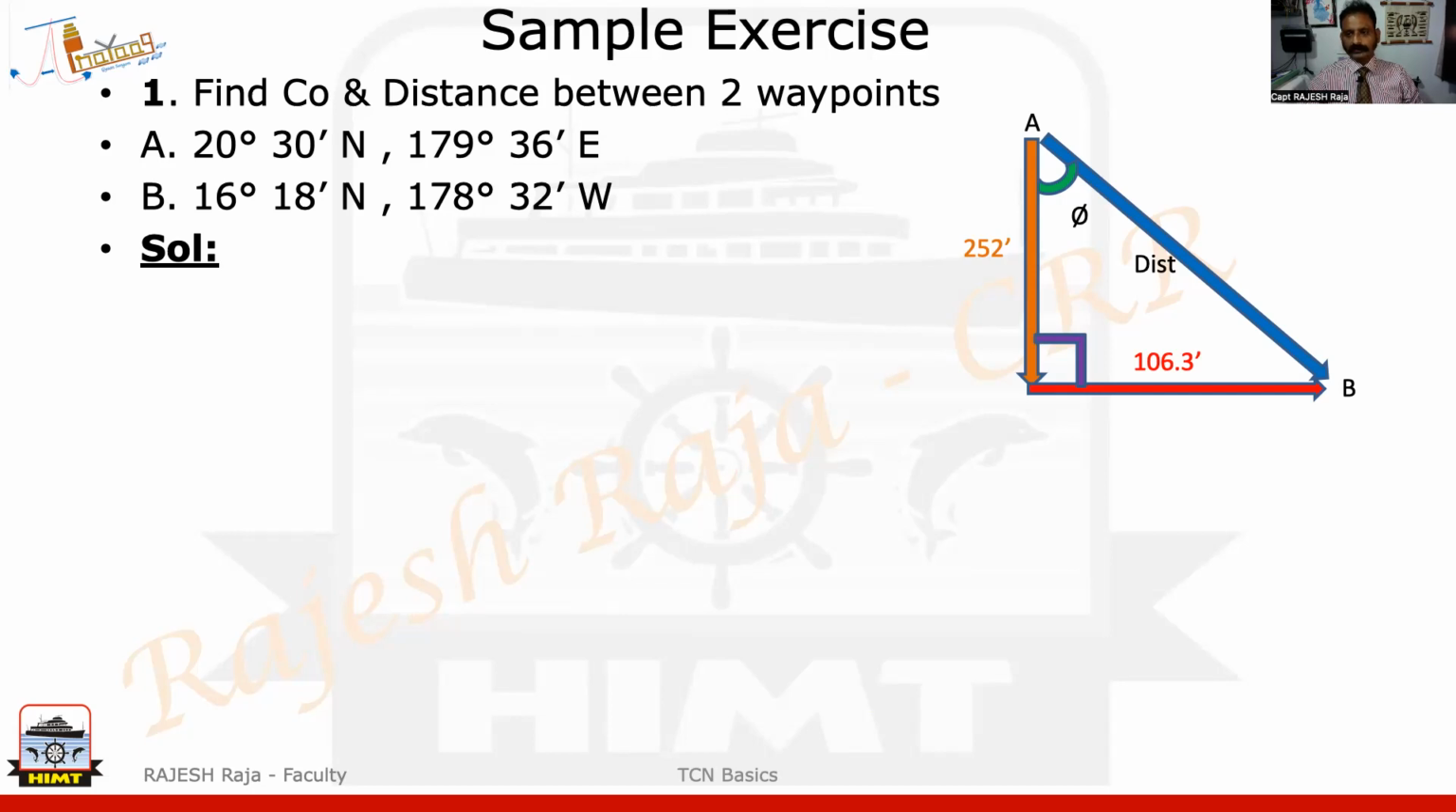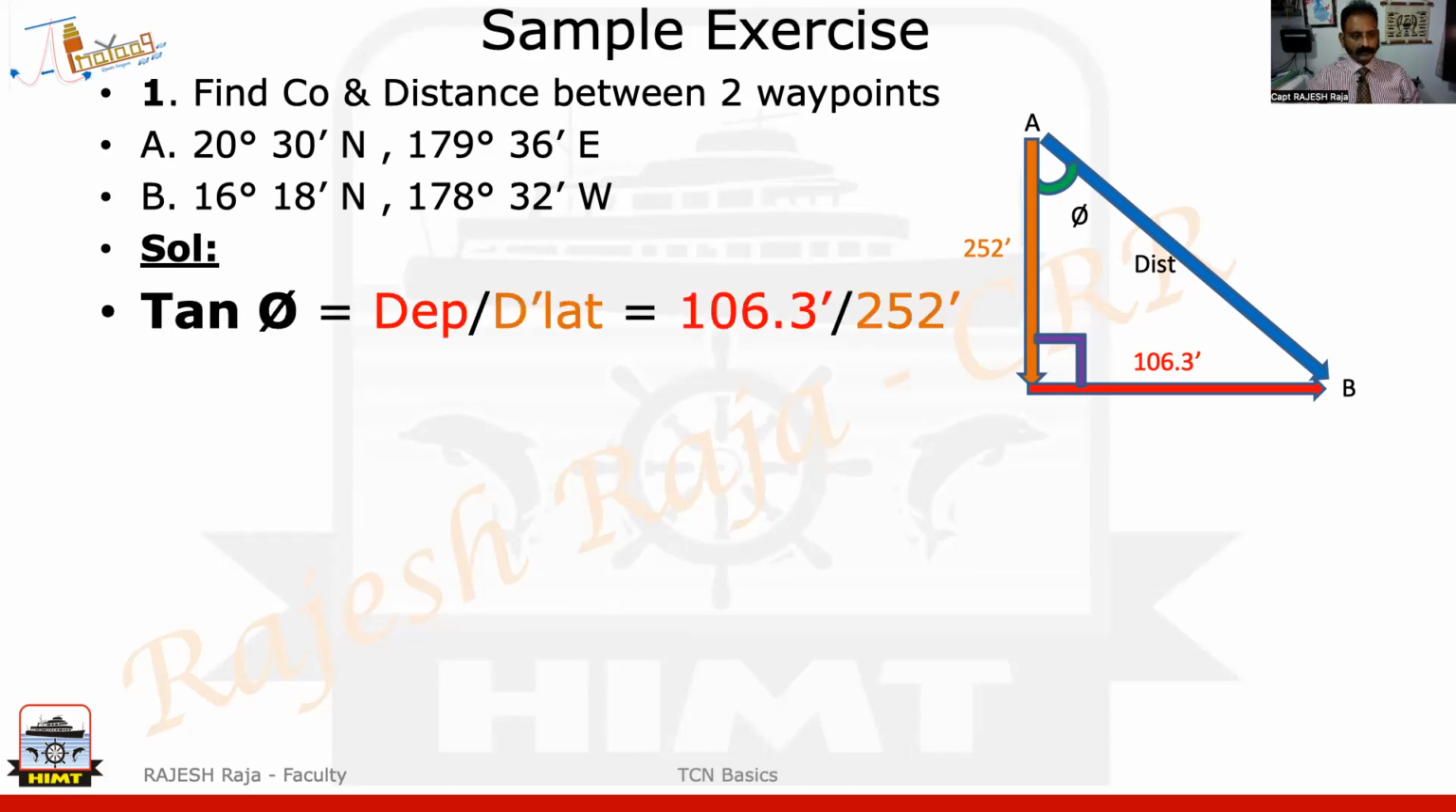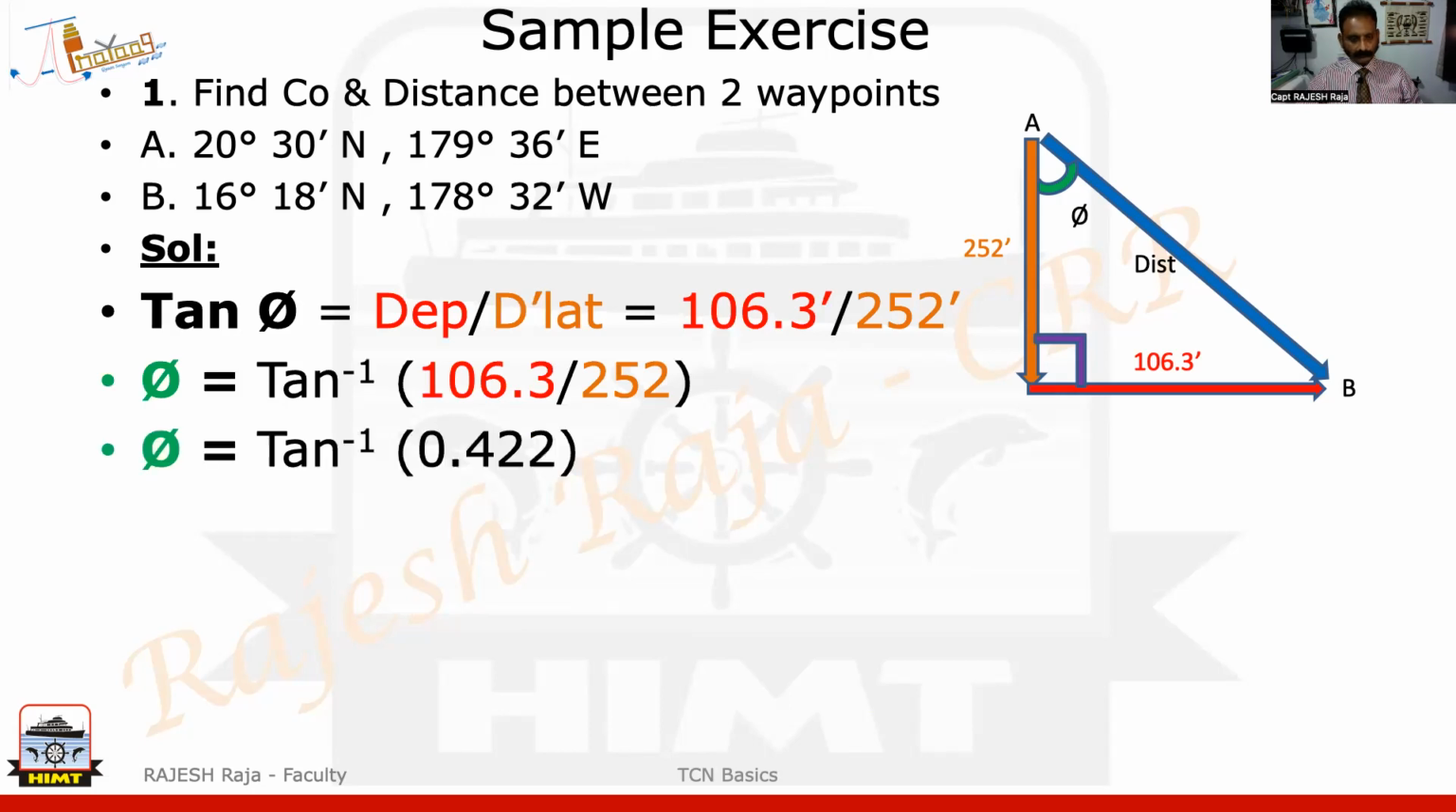So what I'm going to do is, let me find the quadrantal angle. I can find the third side also right now. Choice is yours. So I'm going to go for theta. So for theta, I'm going to use tan theta. Tan theta is equal to departure by your d lat. Okay. So I put 106.3 and 252. Now theta is equal to tan inverse of the same thing. I'm going to get a value. I said put 3 decimals wherever I'm putting a trigonometric equation. Theta is equal to tan inverse of 0.42.